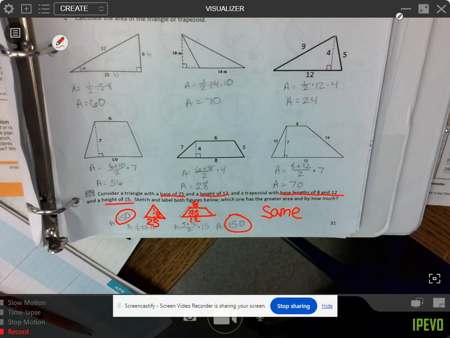Okay. So when it comes time for the test, make sure you are carefully reading all the directions. Some of us messed up with our numbers. Some of us did not follow through and sketch and label. Even if you got 150 and 150, you would not get credit because you did not do everything that the question asked. Any questions on that bottom one?